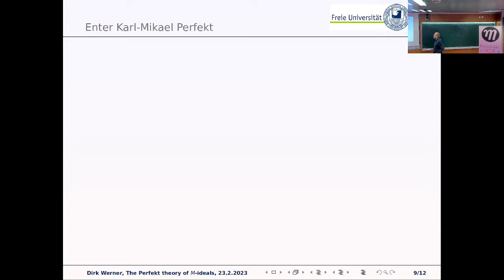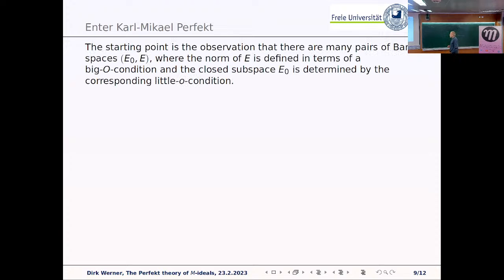But let's go on. So, here's Carl Michael Perfekt. He's a Swedish or Norwegian mathematician, I'm not sure. He had a PhD from Lund University in Sweden, but he now has a position in Trondheim in Norway. And in between he was in the United Kingdom. So, what he did is he more or less accidentally found a big number of spaces together with a canonical superspace that are in biduality and for which even the M-ideal property is true.